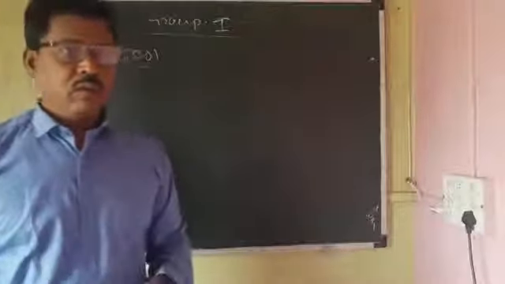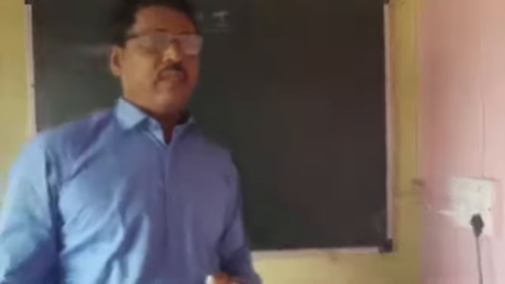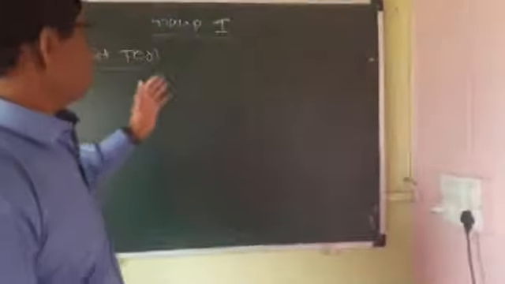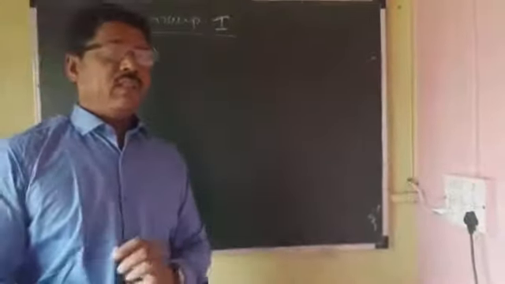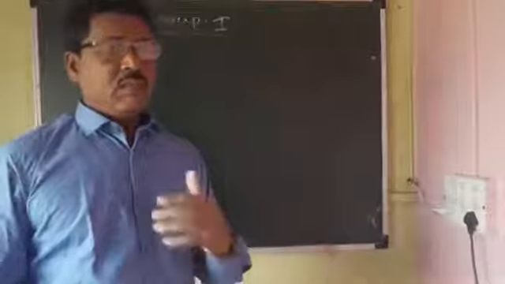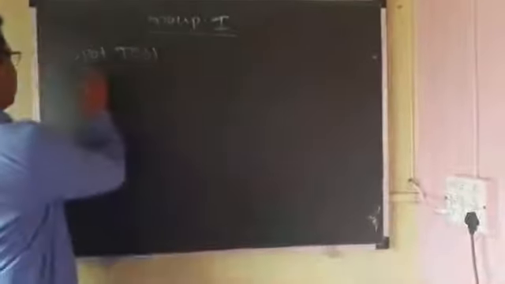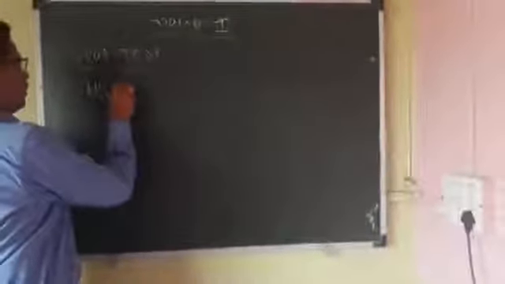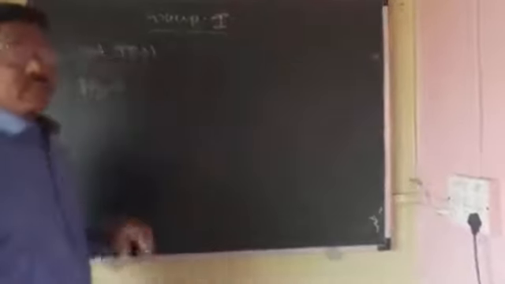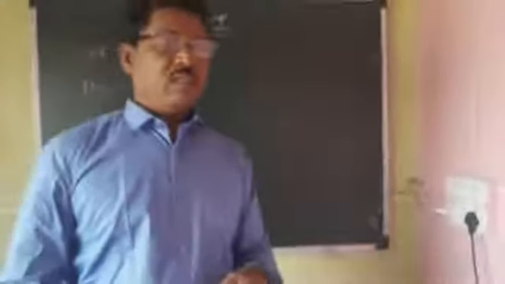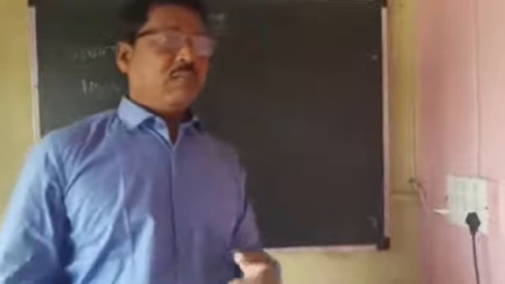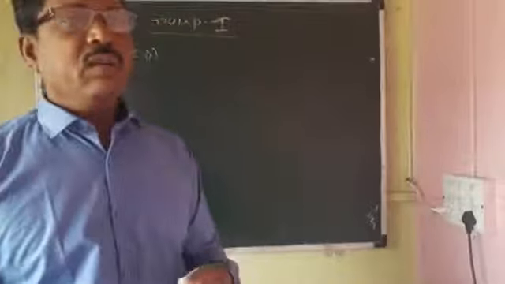Hello friends, we are going to discuss the Group I elements, and these elements are identified by using spot test methods. The first element is mercury, and this mercury is identified by a confirmatory or spot test.